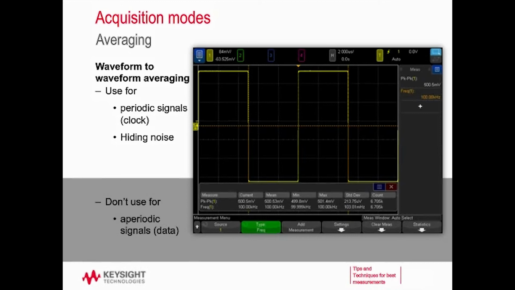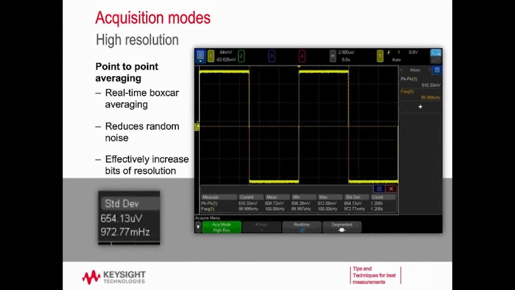Something that you wouldn't want to use averaging acquisition mode for would be an aperiodic signal. So, for example, that 3 megabit per second data bus, I don't want to try to average my high bits and my low bits together. I only want to use this averaging mode for a periodic signal.